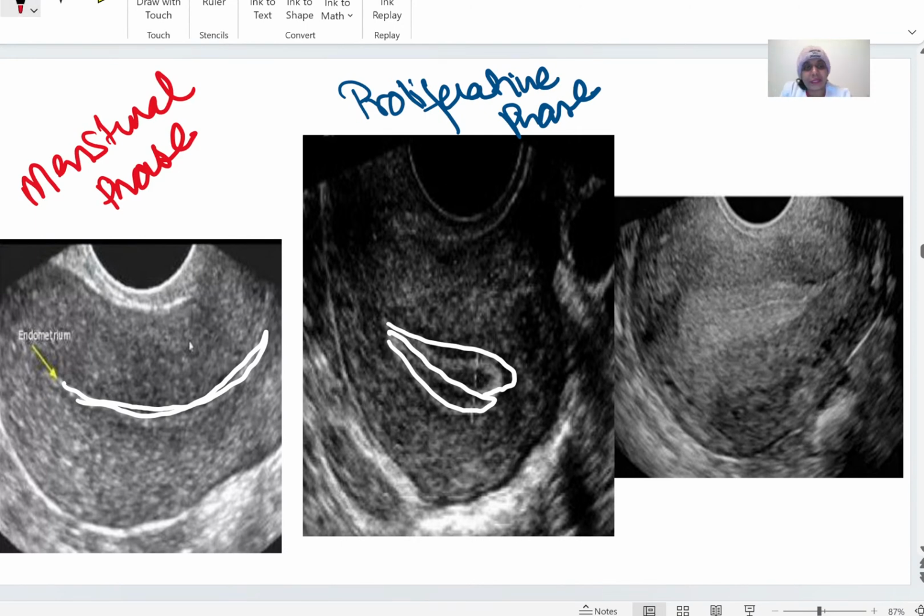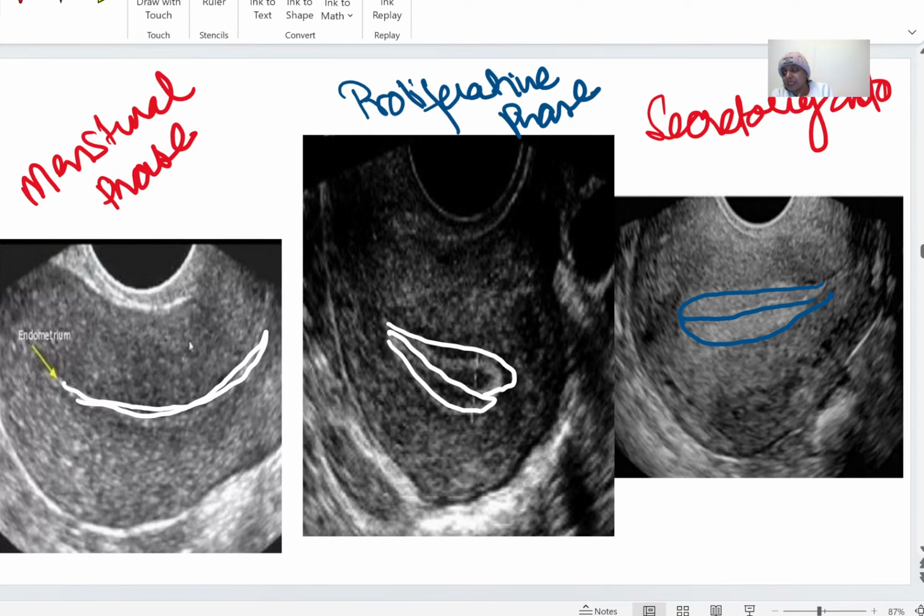What is this next? This is the secretory endometrium in the luteal phase. See, now the whole endometrium is filled up with glands. It is not seen clearly because it is filled up with glands. In the proliferative phase, it is not filled up with glands, which is why we see the triple layer structure.